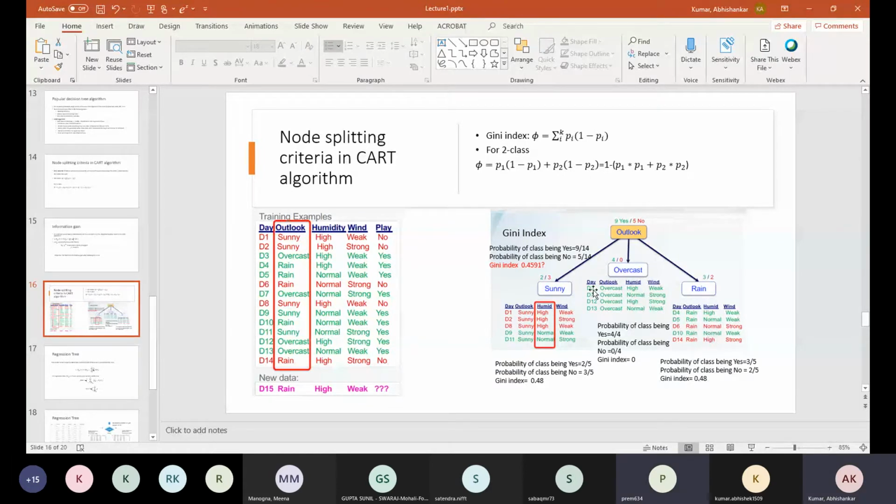The base idea is to take the average Gini index. One possible solution is you just take the average: you take 0.480 plus 0.48 divided by 3. You can do this, but another solution is that different amounts of data go to each node. So you weight based on how many observations are present in the data set.